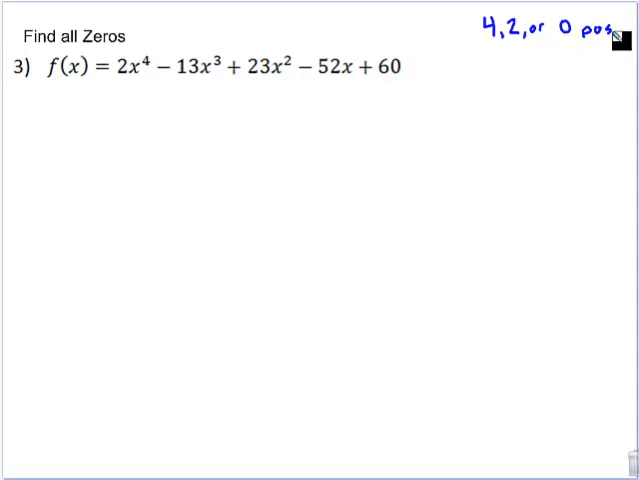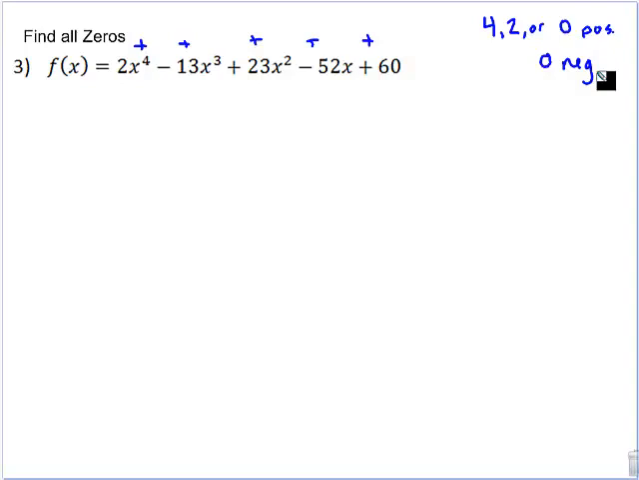Now we have to consider the negative ones. So x to the fourth would remain positive. What would happen to the x cubed? It would be positive. X squared? X? 60? So 0 negative. Which factors are we going to try for this one? Definitely positive. There's a possibility that none of them are positive, but since I'm giving you this problem, some of them are going to work.